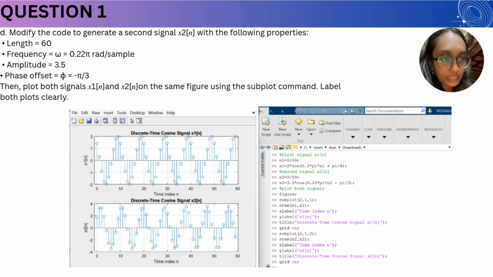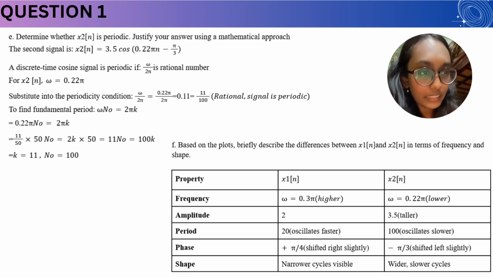For part D, we generated x2n with amplitude 3.5, frequency 0.22 pi, phase negative pi over 3, over 60. Both signals are plotted on the same figure using the subplot command. For part E, checking periodicity of x2n, 2 pi over 0.22 pi equals 100 over 11, which is rational. Therefore, x2n is periodic with fundamental period N equals 100.